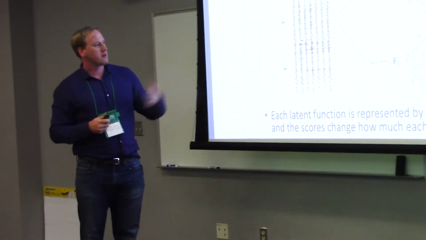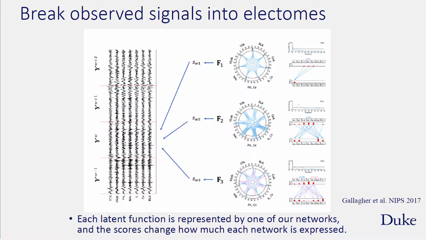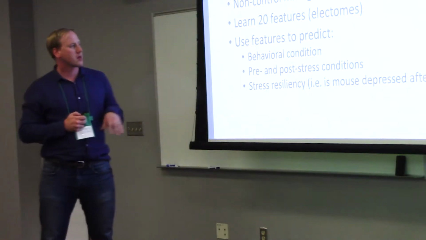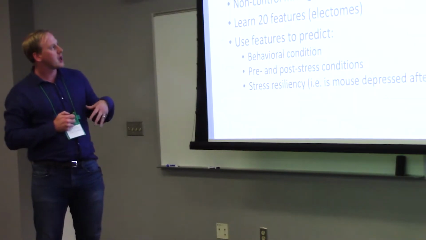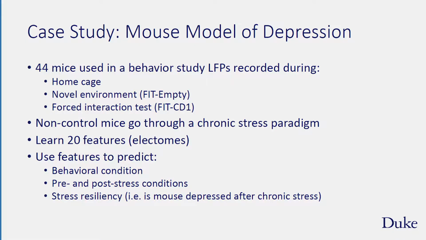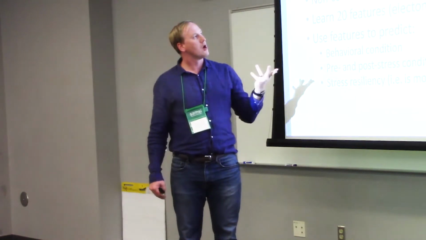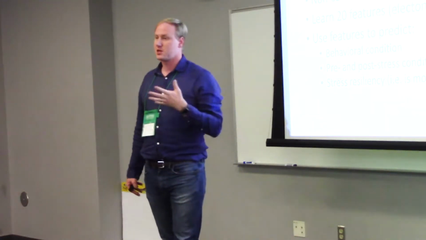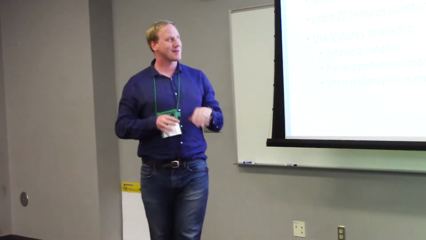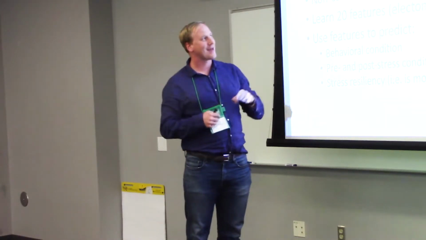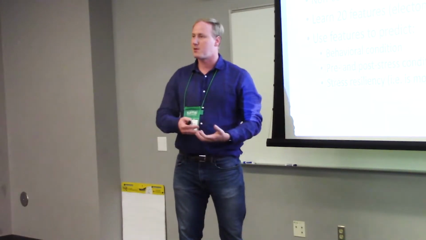So there's this question of whether we can take this and apply it to a mouse model of depression. To quickly go through a result in an animal model, we have 44 mice used in a behavioral study, and we have home cage. This is where the mice live. It's supposed to be relatively calming. We have a novel environment, an empty forced interaction test, which basically means they're in a novel environment. It's slightly stressful because you just pick them up and move them.